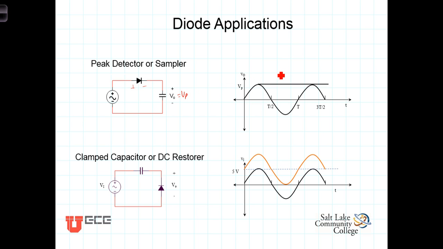So if you've got a voltage that's varying and you're wanting to detect what is the peak voltage that we've seen, this little circuit right here will do it. The capacitor will charge up to and hold that voltage.